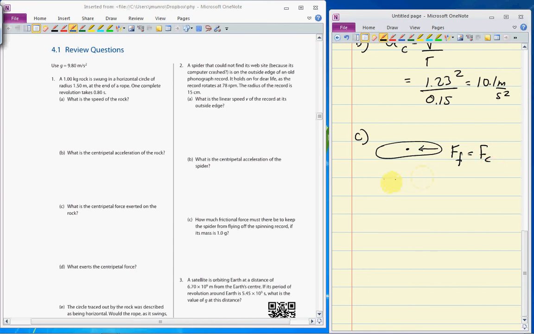And that means then that the mass of the insect, 0.001, multiplied by the acceleration, which is the net acceleration of 10.1 meters per second squared, has to equal the force of friction. Just like that. 1 times 10 to the negative 2 newtons.